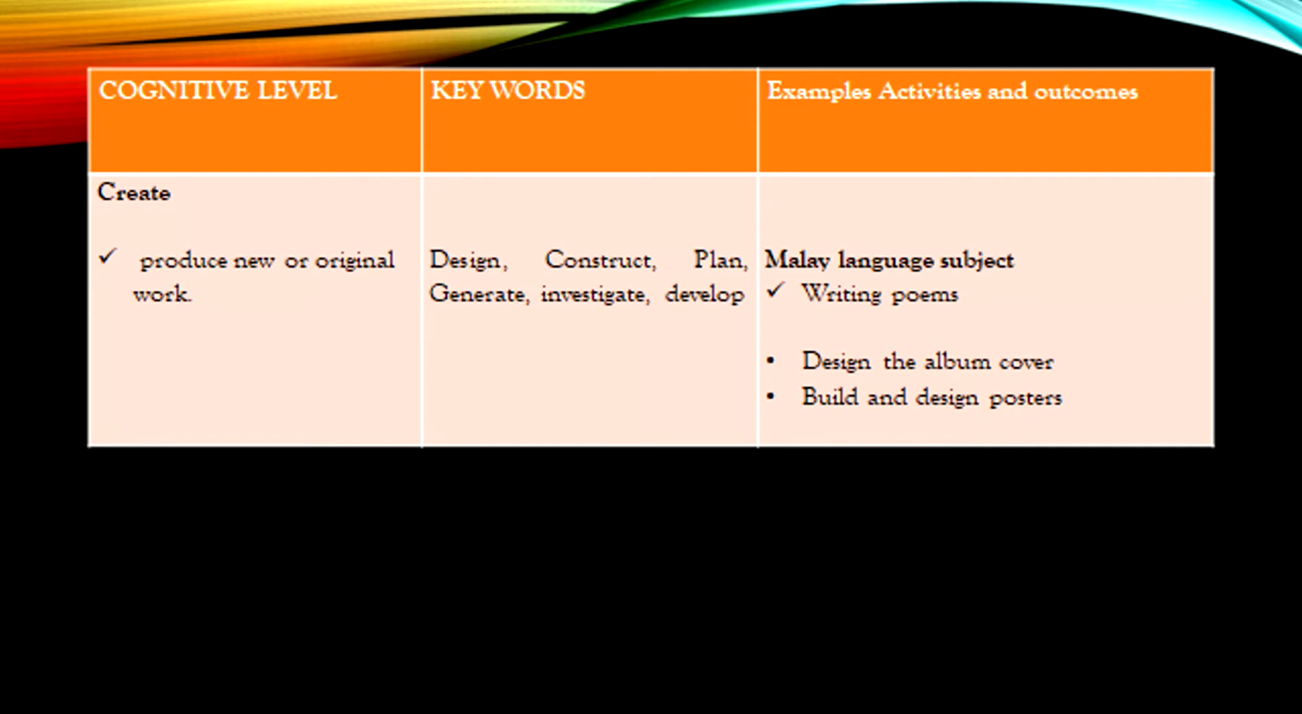Here are some useful activities to develop thinking at this level. Try the following activity after you have finished reading a story or topic. This level provides students with the opportunity to combine small parts to generate a new idea or create a new product. Example activity and outcome: Malay language subject, writing, design the album cover, design a poster.